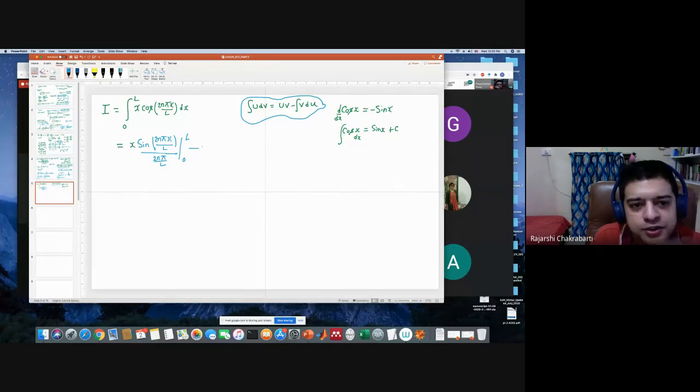Sorry for this combination of colors, but anyway. Then I have integral 0 to L of v du. What is v? Again sine, and du is actually 1. So what I have here is sine 2n pi x by L, and I have to divide, of course, by 2n pi by L.